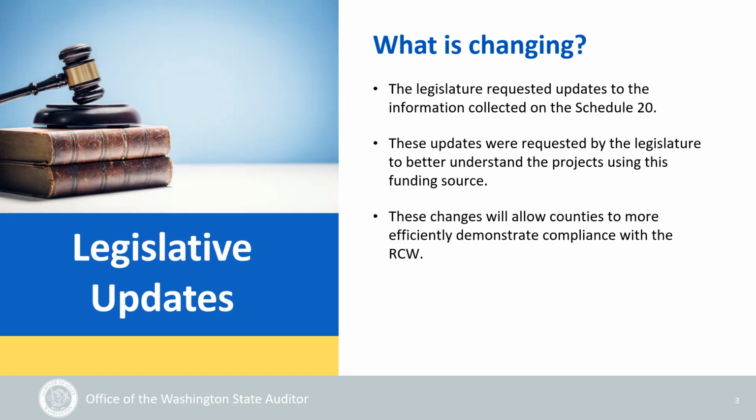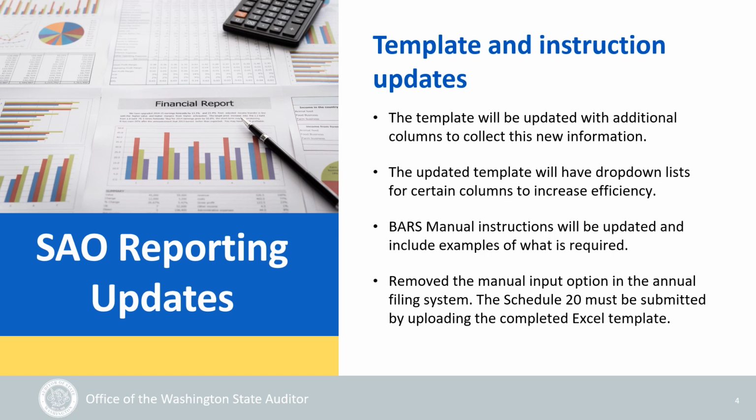Since the Schedule 20 is required by the legislature and they review the information every year, the legislature has requested we add additional requirements to the Schedule 20. The new requirements will help them better understand the projects using this funding source, and it will allow counties to more efficiently demonstrate compliance with the RCW. We have updated the Schedule 20 template and the BARS manual instructions on how to prepare the schedule. The updated template can be found on the BARS reporting templates page.